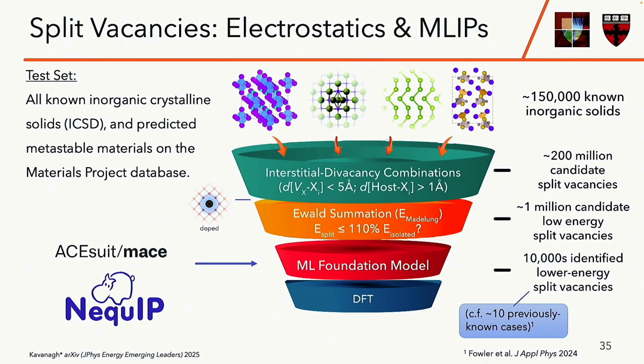So using the geometric and electrostatic screening procedure implemented in the doped package, this gives us around 200 million candidate split vacancies, which is then reduced to around 1 million candidate low energy split vacancies when considering the simple electrostatic screening. If I then evaluate these with the machine learning foundation models I discussed in the previous slide, this gives tens of thousands of identified lower energy split vacancies, as compared to the around 10 previously known cases of this defect.